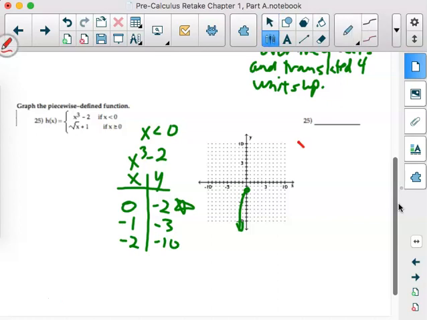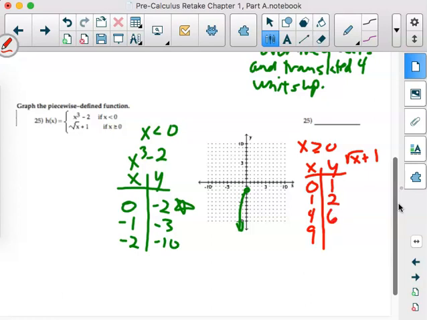Over on the other side, when x is greater than or equal to 0, we have the square root of x plus 1. So I can definitely put a 0 in there. I also want to put in other numbers that have that perfect square root, so 0, 1, and 4 would be good, and 9 would also fit on this graph, so that would be another good one to do. So at 0 we would get 1, and at 1 we would get 2, at 4 we would get 3, and at 9 we would get 4.